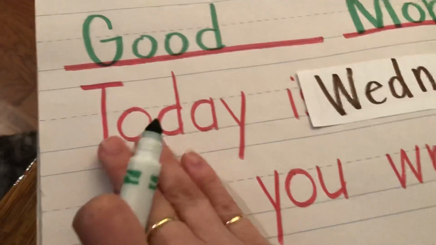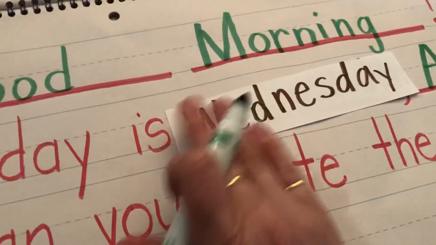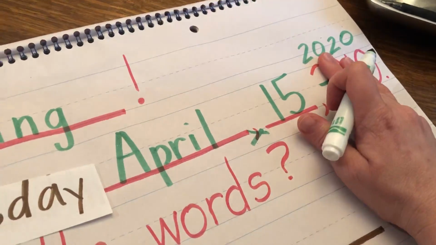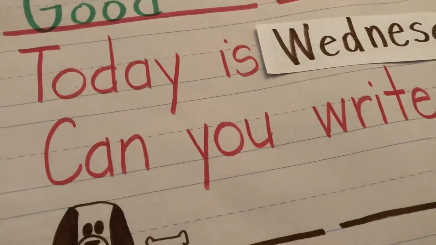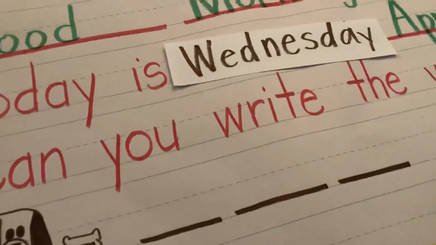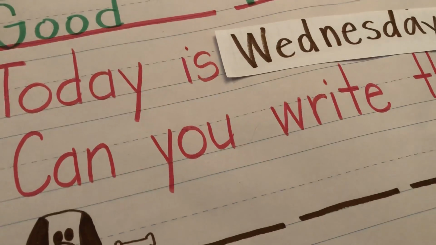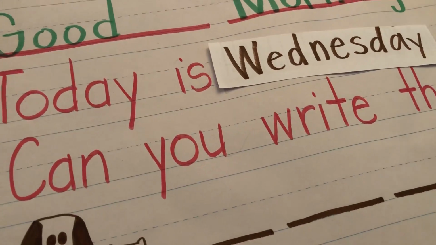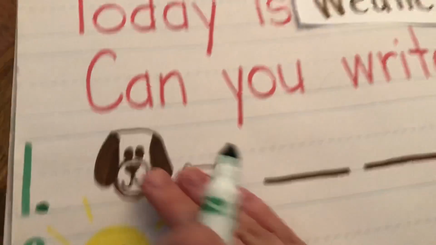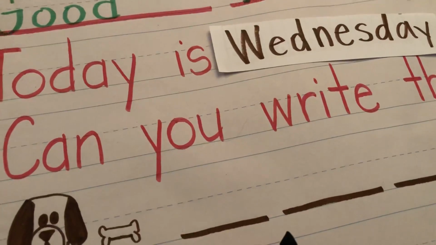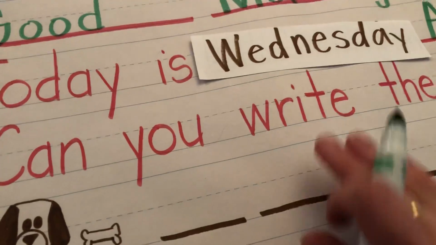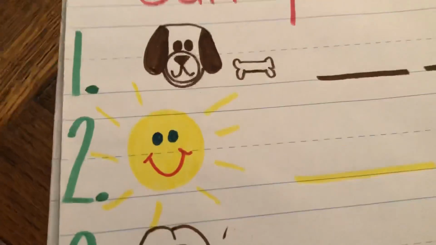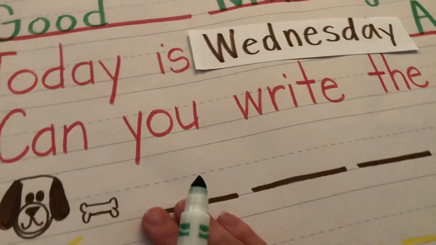So today is, let's read it. Today is Wednesday, April 15th, 2020. Now, my next part of my morning message, I have a question for you. Yesterday we practiced sounding out and reading words. Today we're going to sound out the words. I actually have pictures to help us. We're going to sound out, we're going to read, and then we're going to write the word. And we might even have some time to use each of these in a sentence to challenge ourselves today.